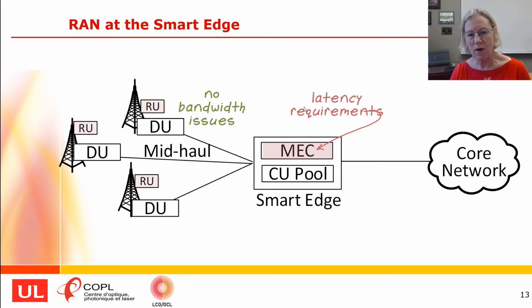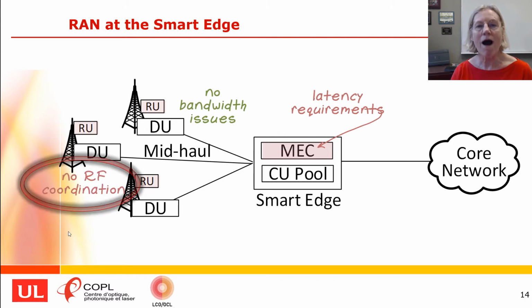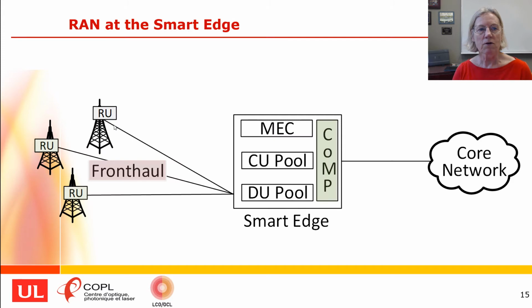First of all, latency requirements are being met because we're at the smart edge and we're close. Because this distributed unit is doing all the DSP processing, as I mentioned, there are no bandwidth issues. There's no bandwidth expansion, and there's this mid-haul that I say is easy to do. The problem is that there's really no RF coordination. By the time these antennas get all of their signals to the central unit, I'm doing network level coordination, but I'm still not doing any RF level coordination because these distributed units are doing all the DSP. So this is the radio access network at the smart edge.